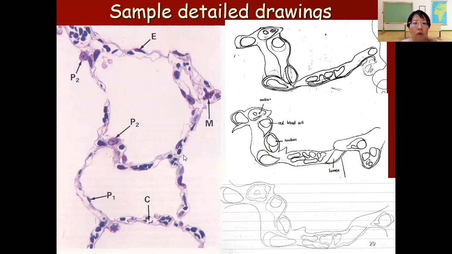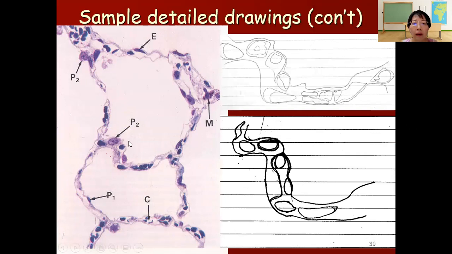So you need to use your theory to help you make a correct drawing. Okay, so this will be your homework. Pass up next week Monday. Draw the wall of this alveolus. Okay, and also you need to label. You need to label capillary, nucleus, red blood cell.